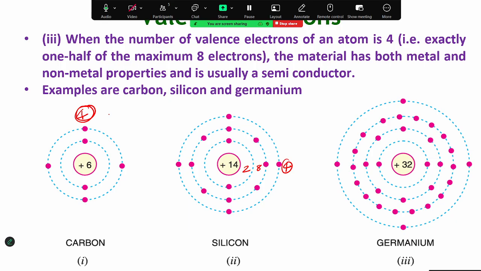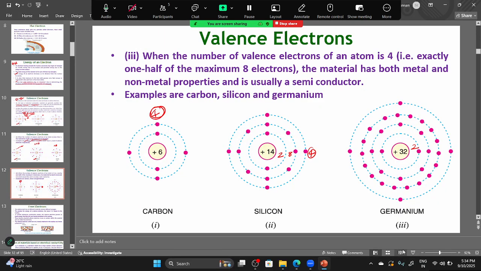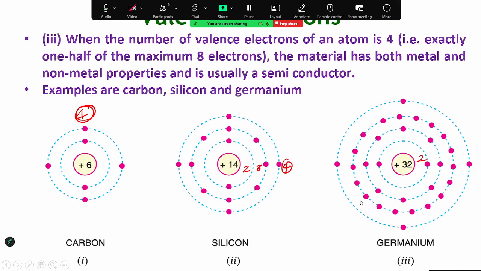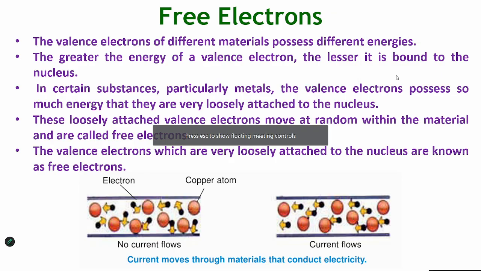So these we can call semiconductors, which have a valency of 4. If it is less than 4, those are metals. More than 4, those are non-metals or insulators. Exactly 4, those are nothing but metalloids. Now our study is based on semiconductors.